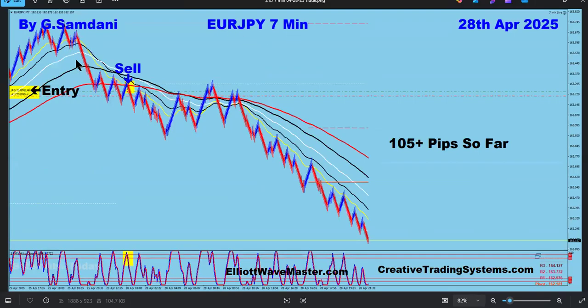This starts to drop, and right there my CT6 robot gave me the entry and took the trade for 105 pips. This is how it is, right? Most of the time when I have a 40-minute chart setup and the direction, I place my robot on the 7-minute chart, make it long only or short only, whichever direction my 40-minute chart is suggesting, and then the robot takes the trade.